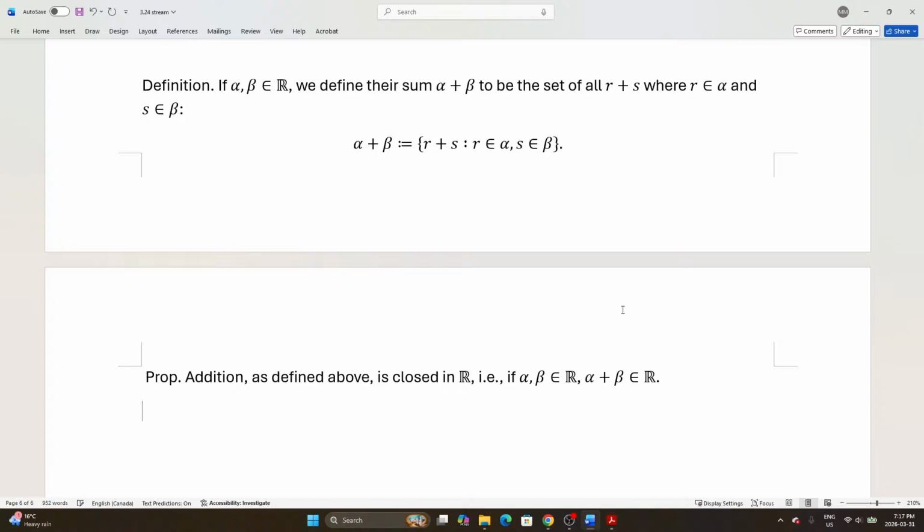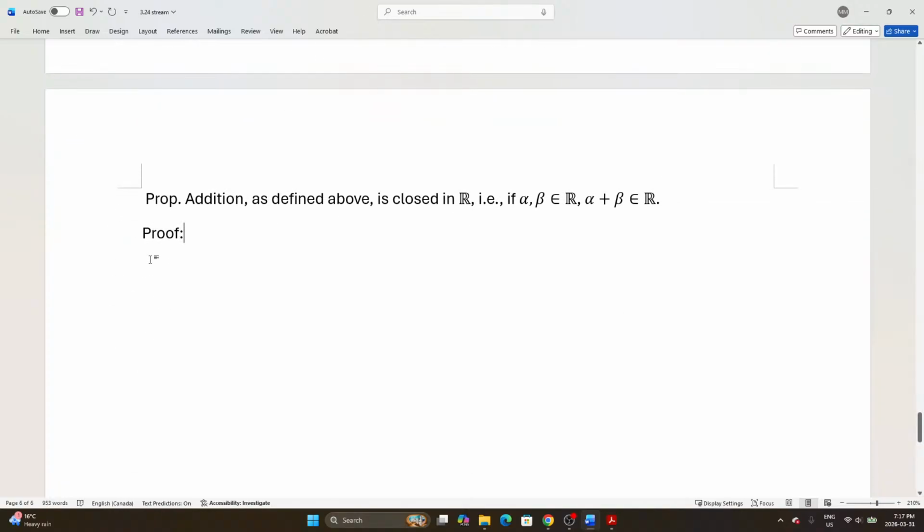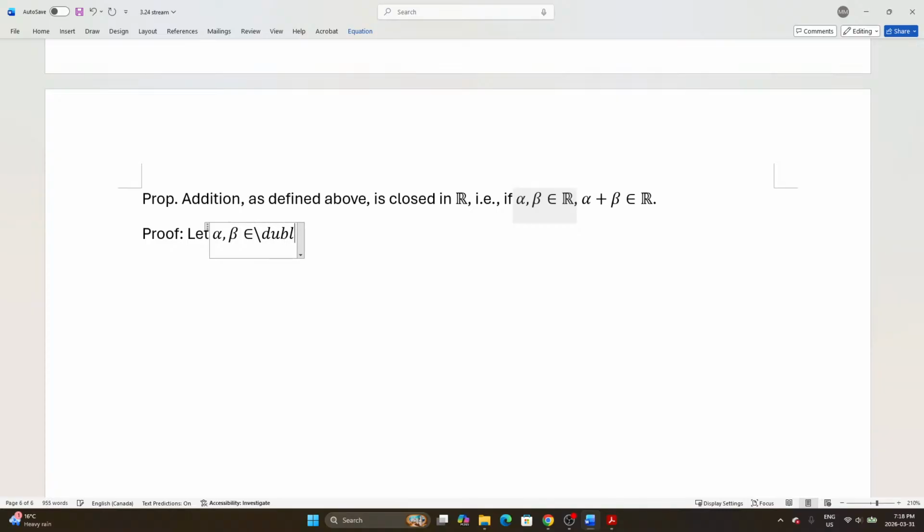Let's prove it. As usual, let's start by assuming the assumptions. Let alpha, beta be in R. We need to show that alpha plus beta is a cut.